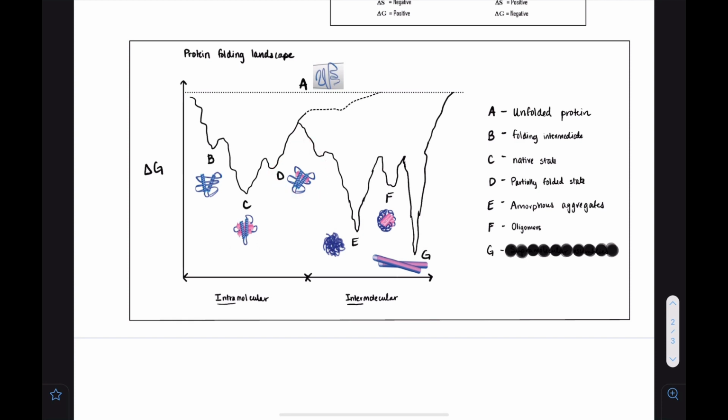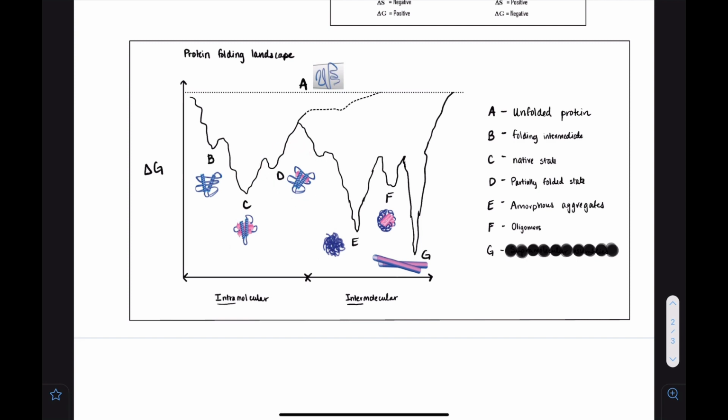D is consisted of partially folded states, which are more stable than the folding intermediates but less than the native state. Moving on to the right half are the intermolecular interactions. E is consisted of amorphous aggregates, more specifically described as a mess of many interactions. F is consisted of oligomers, which are slightly more stable than the partially folded states at D.